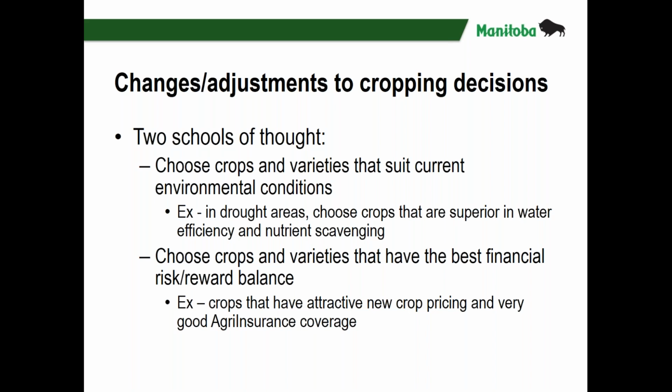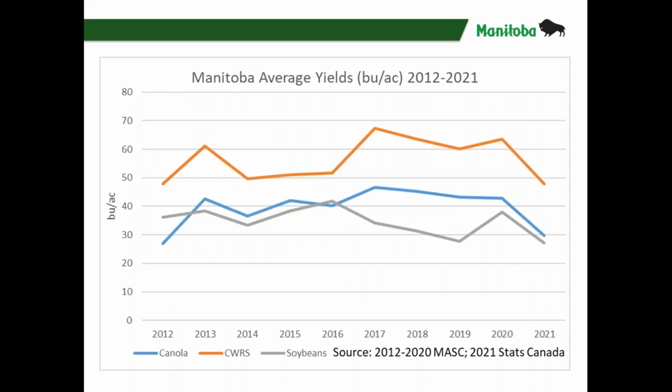On the other side, there's the school of thought of choosing varieties that have the best financial risk-reward balance. So ones that appear to be quite profitable, have good agri insurance coverage, so it lowers the risk, and looking at it from that lens. And we're going to walk through today and talk a little bit about some of the options that we have and come back to this question. Here's a quick look at our average yields for the past 10 years.